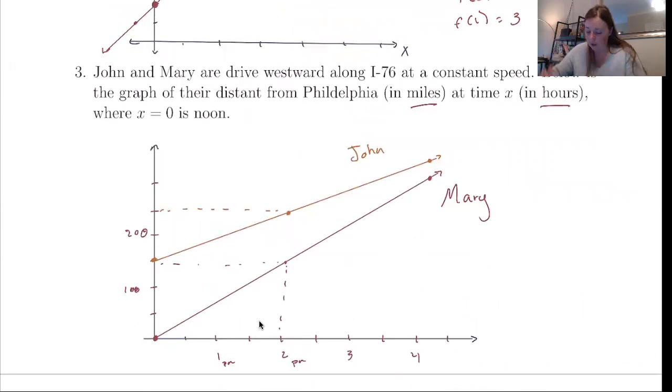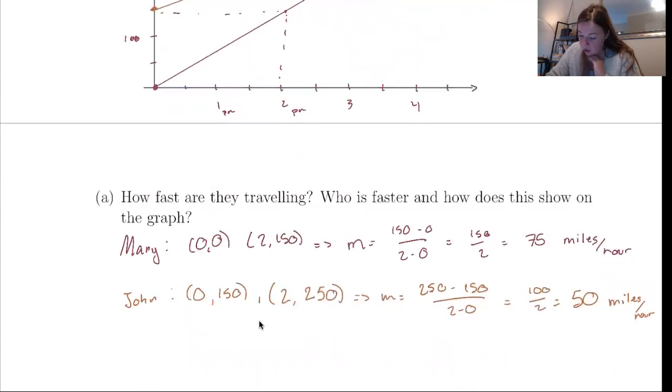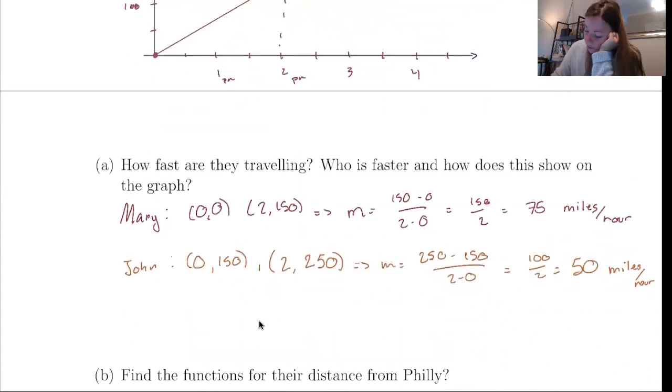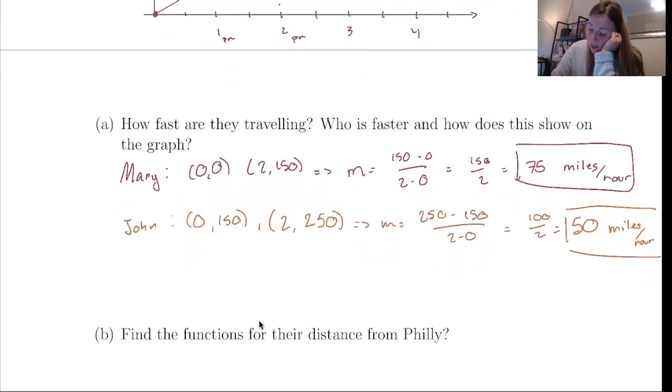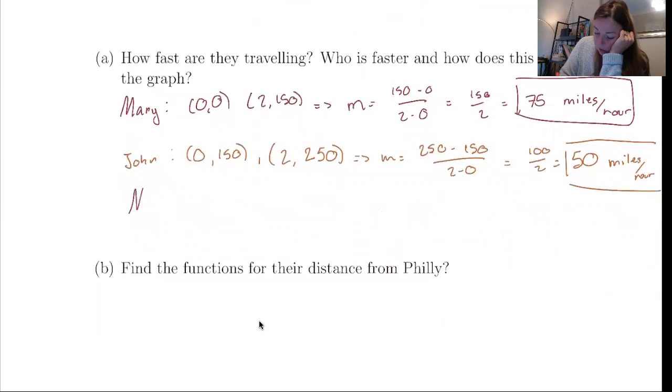Oh wait, what was the question? Okay, so how fast are they traveling? So Mary's traveling 75 miles per hour. John's going 50 miles per hour. Who is faster? 75 miles per hour or 50 miles per hour? Mary, right? Mary's going faster. She's got that easy pass. She's on the expressway.